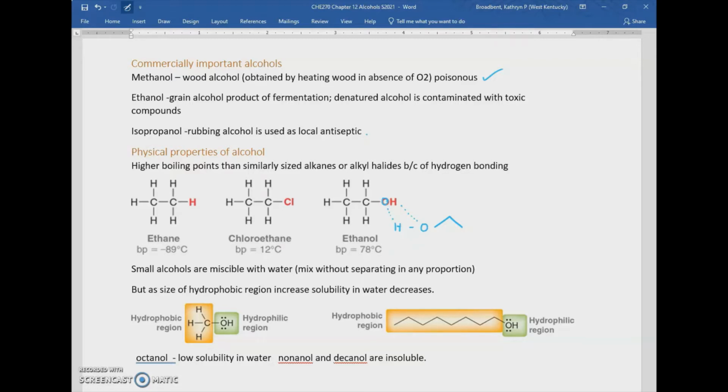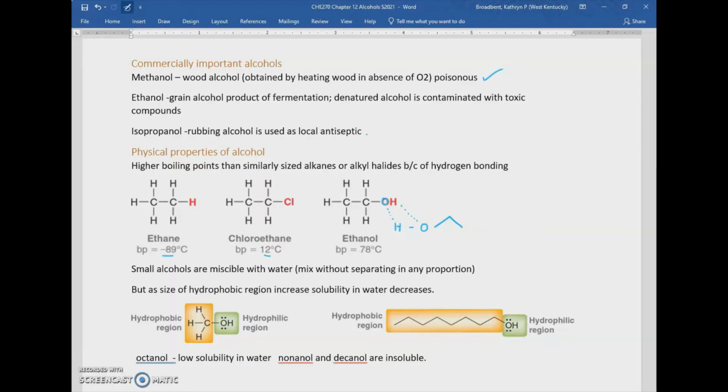Ethane here, its boiling point is at minus 90, and chloroethane is at 12. So these are both gases at room temperature, and ethanol is, of course, liquid at room temperature.